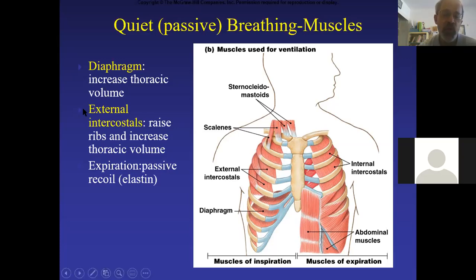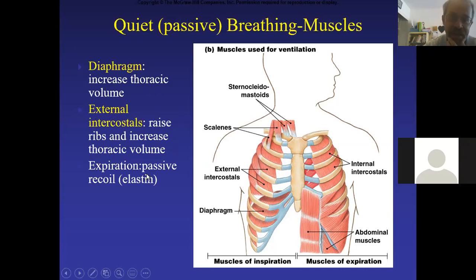The two main groups of muscles that play a role in that are the diaphragm, which is this muscle right here, which divides the thoracic from the abdominal cavities, and the external intercostals, which are right here. Now you'll see muscles on this side. We're not going to worry about those now. Those play more of a role in deep breathing. But for quiet or passive breathing, it's just the diaphragm and the external intercostals.